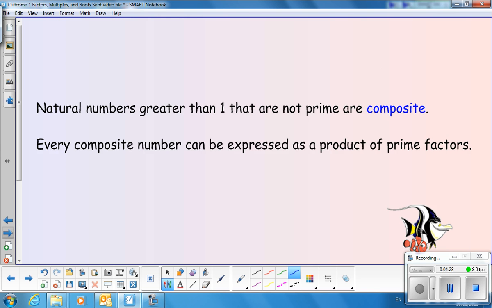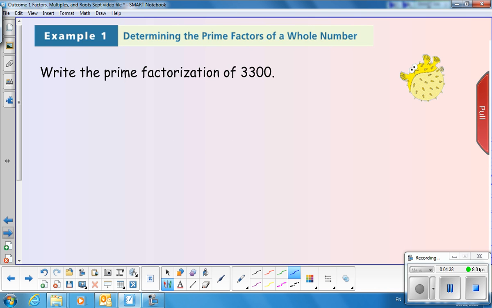Natural numbers greater than 1 that are not prime are called composite. Every composite number can be expressed as a product of prime factors. Write the prime factorization of 3,300. One method of writing the prime factorization is to make a factor tree. To make a factor tree, we want to find any two numbers that multiply together to give us 3,300. So I'm going to start with 33 times 100.